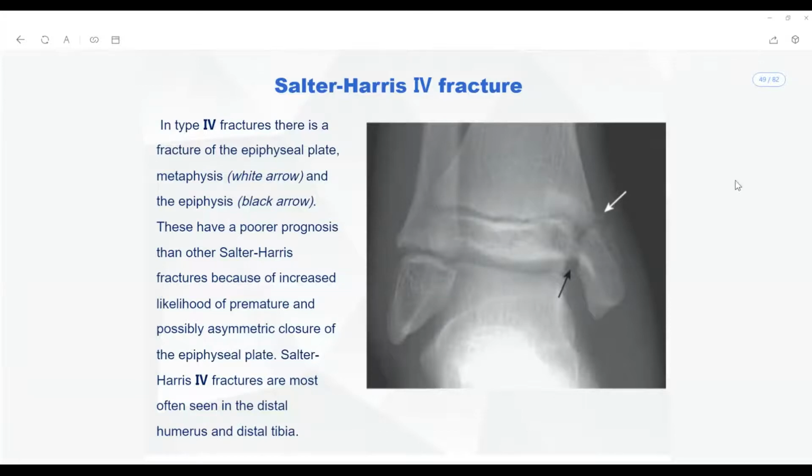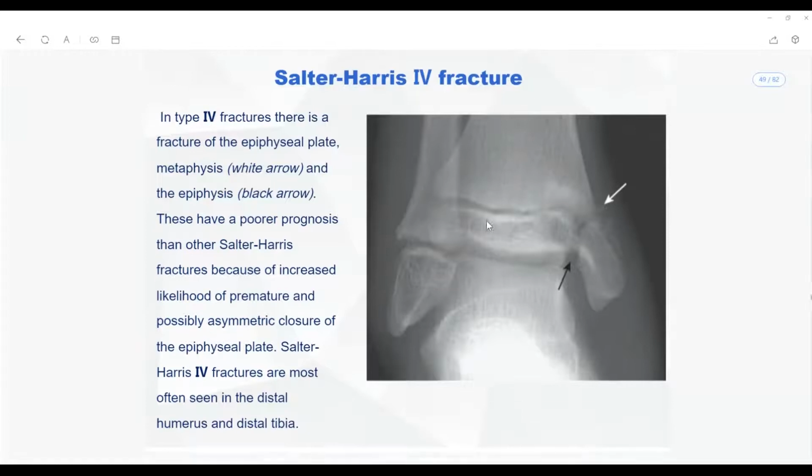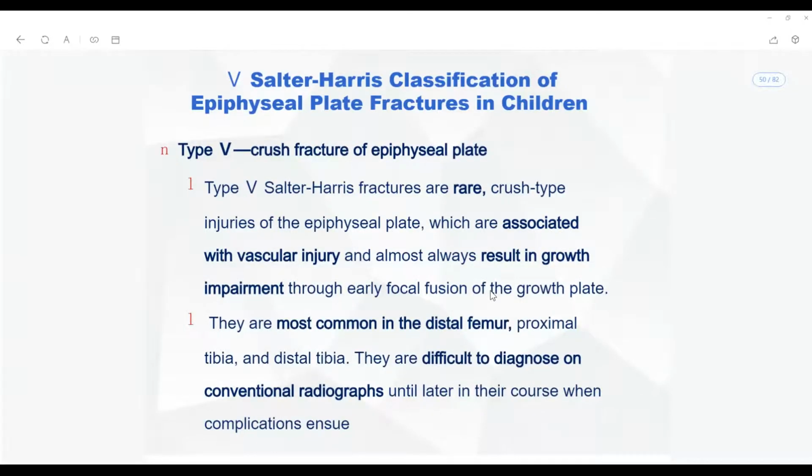So it's quite easy. How we can recognize there is a corner sign because of the metaphysis involved. And then you can see here the epiphyseal plate is also involved, and this is the epiphysis. So the articular surface is involved, the epiphyseal plate is involved, and the metaphysis corner is involved. So that's the reason we call it Salter Harris type 4. All right. Okay. Then Salter Harris type 5, which is called the crush of the epiphyseal plate.